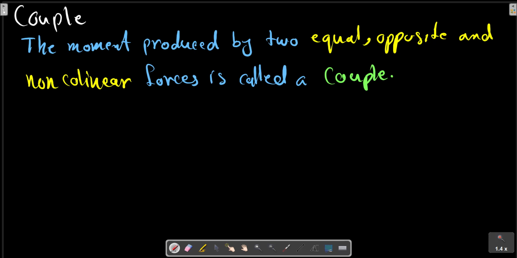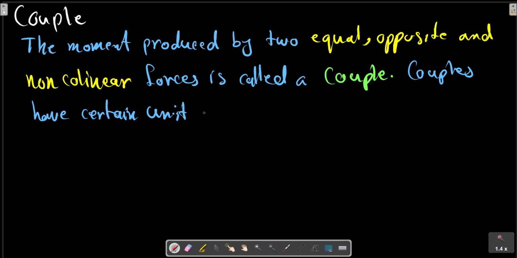Couples have certain unique properties and have important application in mechanics.